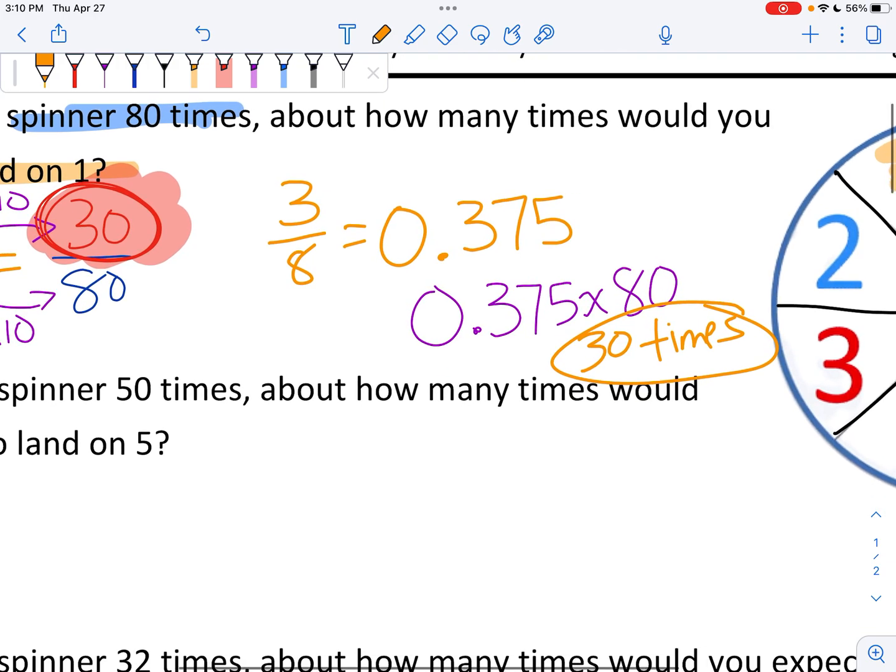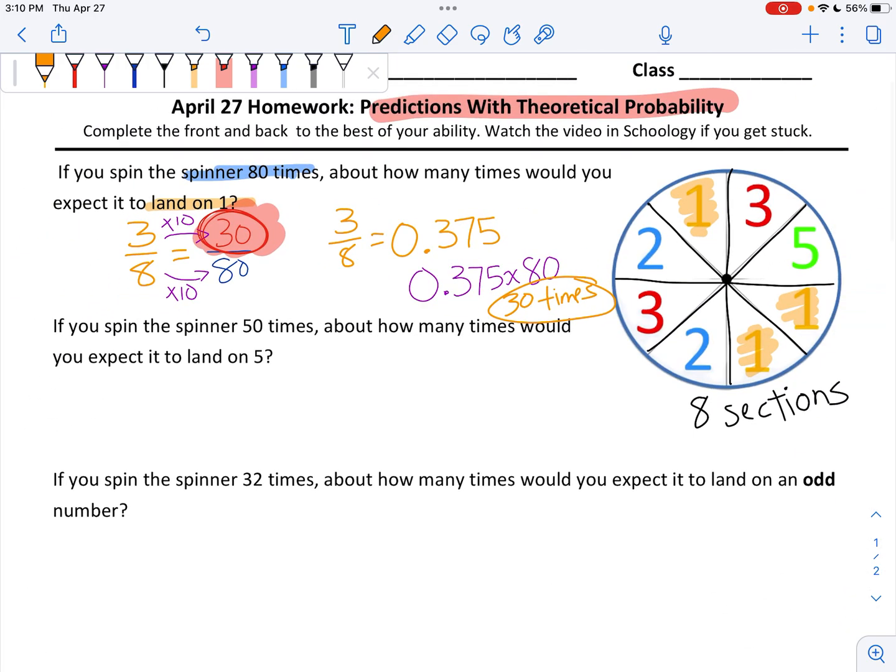You can use either strategy to solve the last two, but notice that the number of spins is changing. In the next one, it's 50 times. The one after that, it's 32 times. And be really careful in the last one.